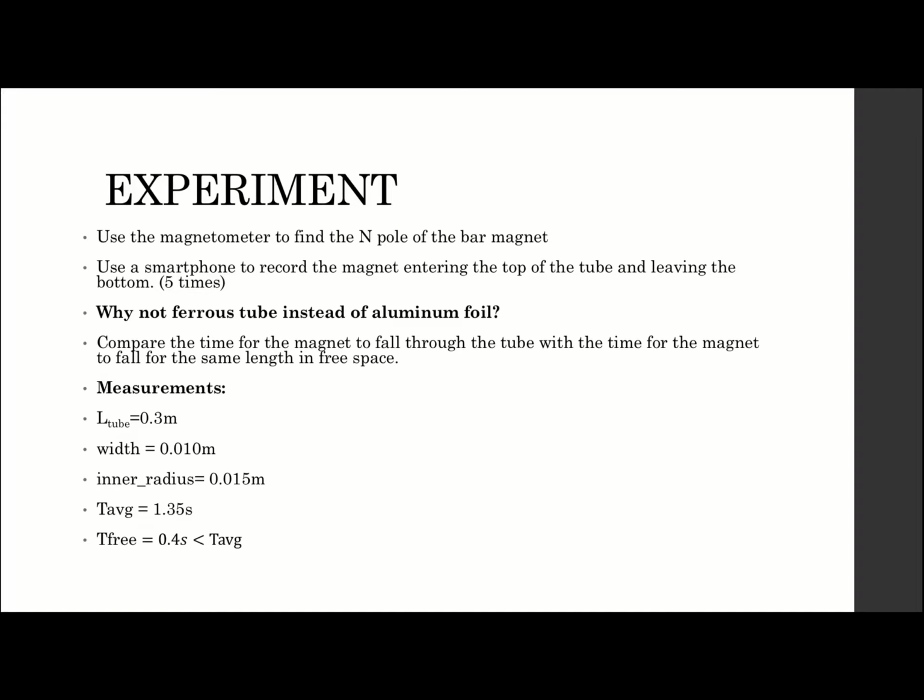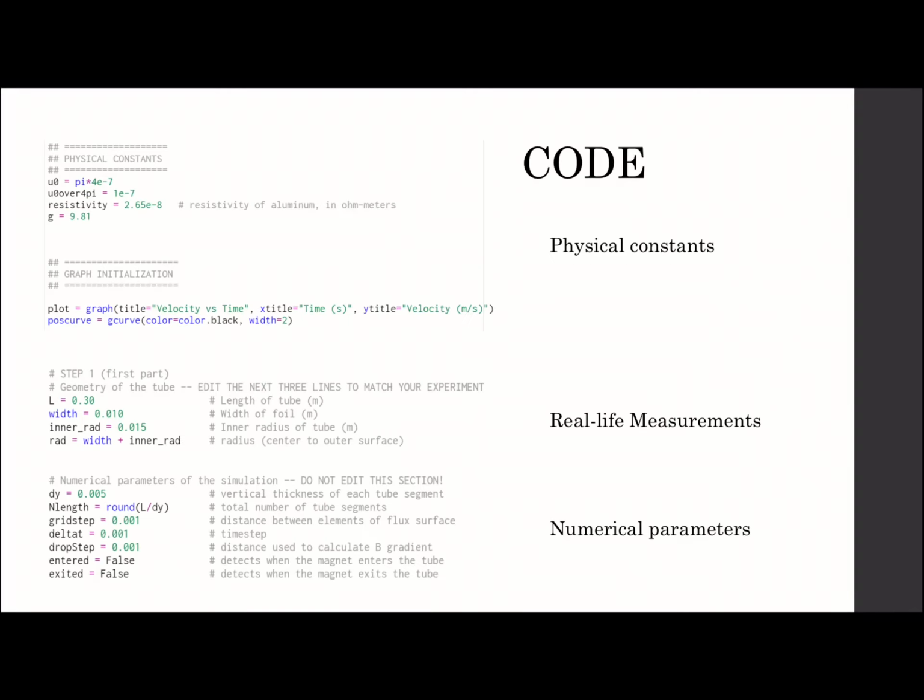Then I compared the time for the magnet to fall through the tube with the time for the magnet to fall the same length in free space. All my measurements are shown on this slide, and the time for it to fall through free space is much less than the time for it to fall through an aluminum foil. The next few slides help explain my computational model.